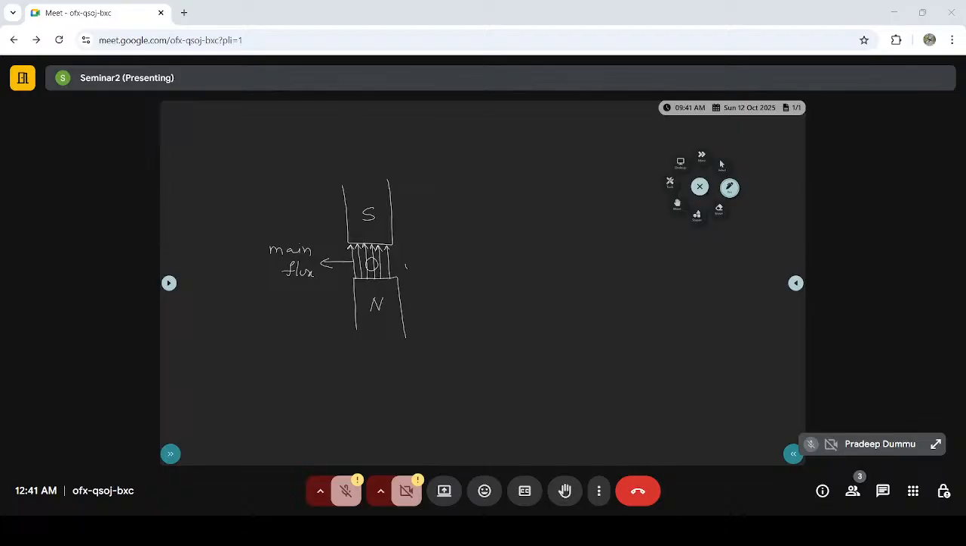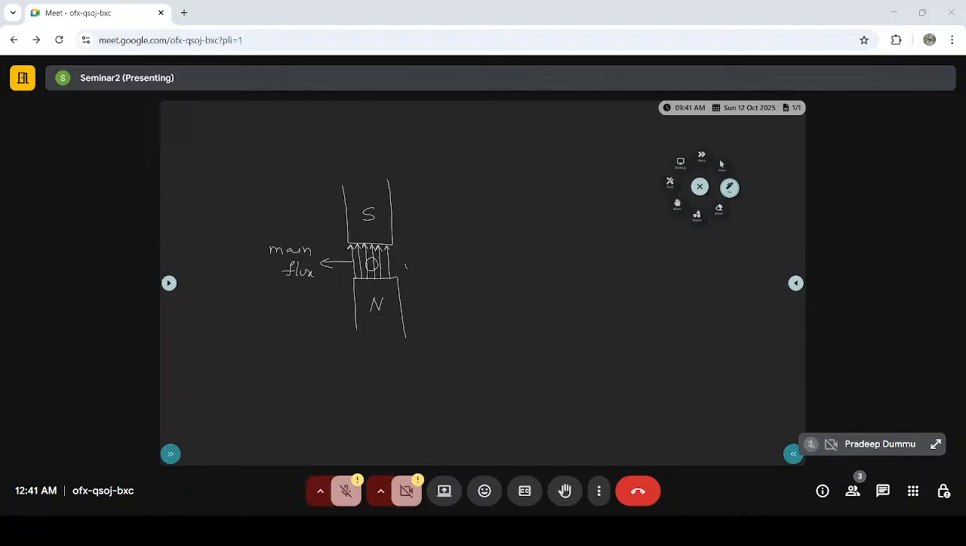Now, this conductor is not carrying a current. But our statement is, it should carry a current. But in this diagram, the conductor is not carrying a current. So the conductor does not rotate. We don't have a force. When does the force come? When it carries a current. Now no force, no rotation.